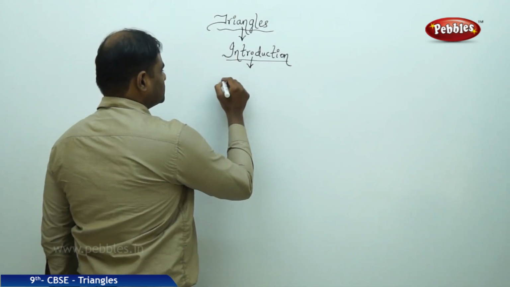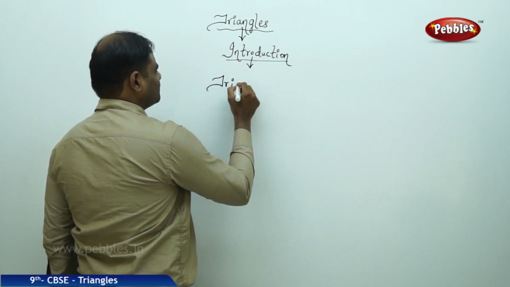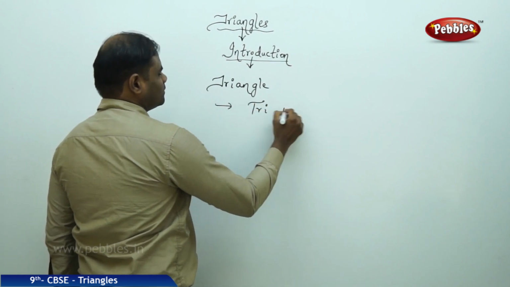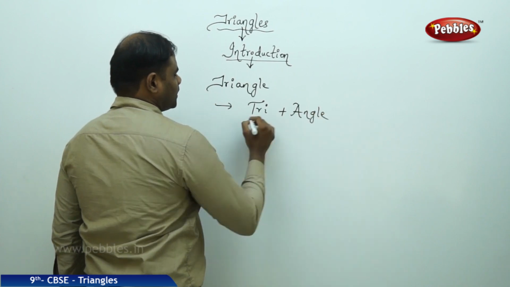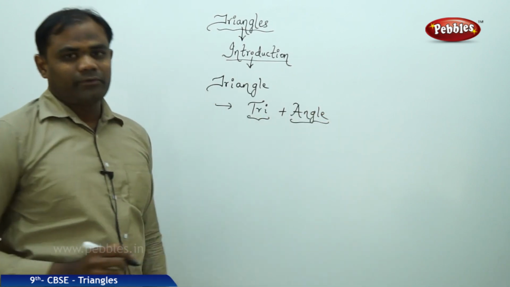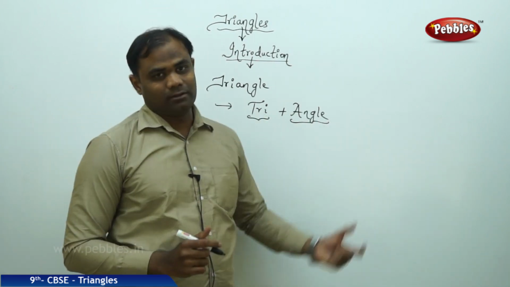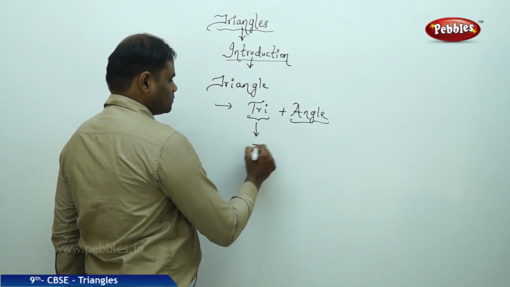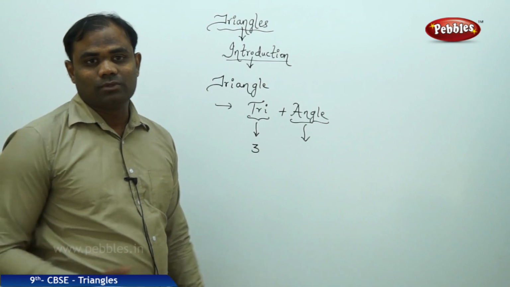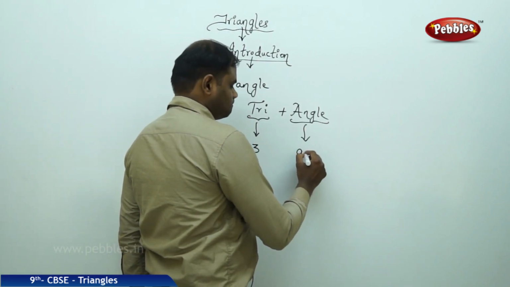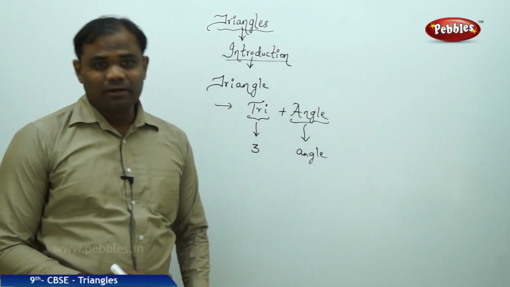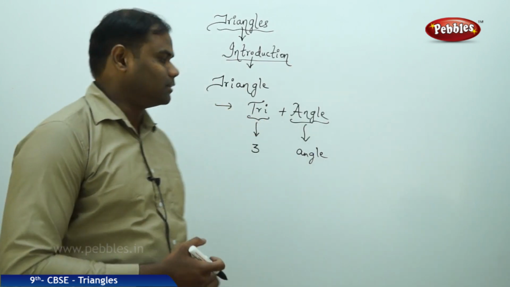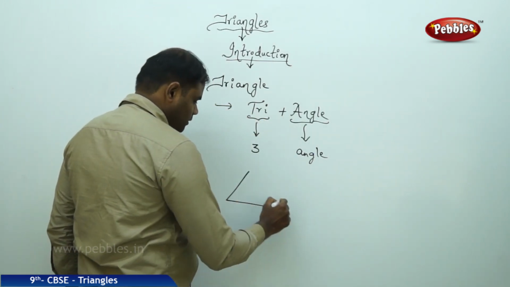As the word triangle suggests, it is separated into tri plus angle. So a triangle is formed by tri and angle. Tri refers to 3, and angle refers to the angle which we have out here. So any figure which has 3 angles involved is called a triangle. As we see, a triangle looks in the shape of this.